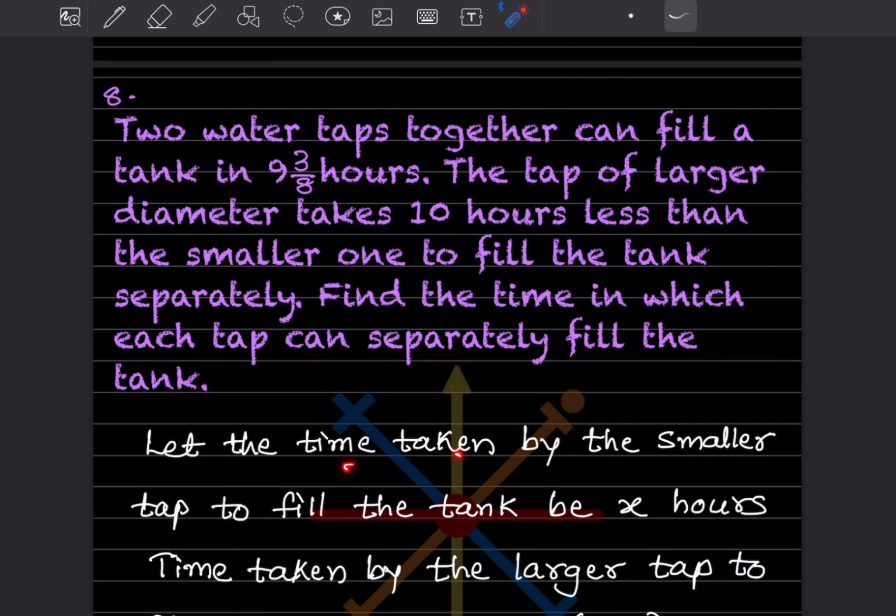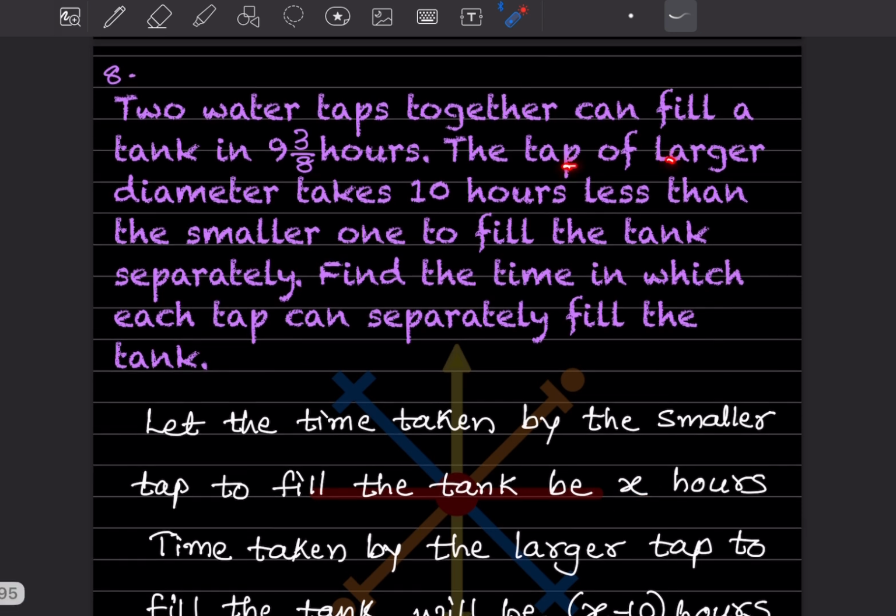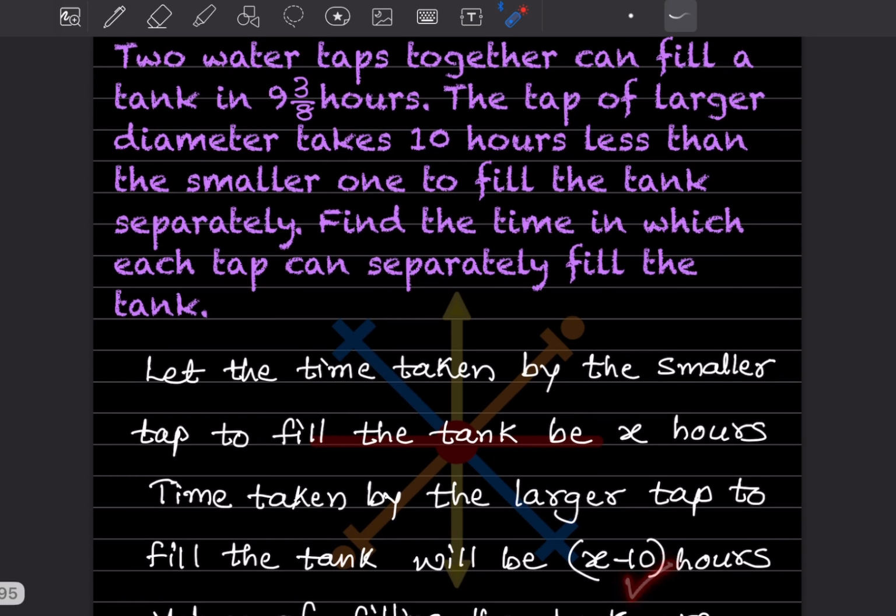So let the time taken by the smaller tap to fill the tank be x. The time taken by the larger tap to fill the tank will be how much? Because the tap of larger diameter takes 10 hours less, it will be x minus 10. So be careful with this sentence: that will be 10 hours less than the smaller one.